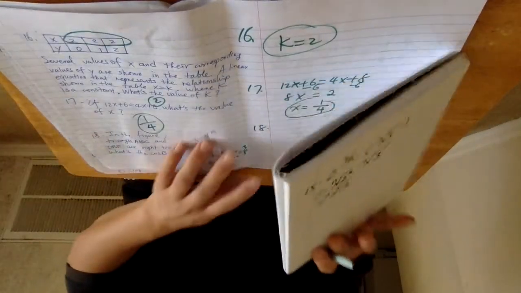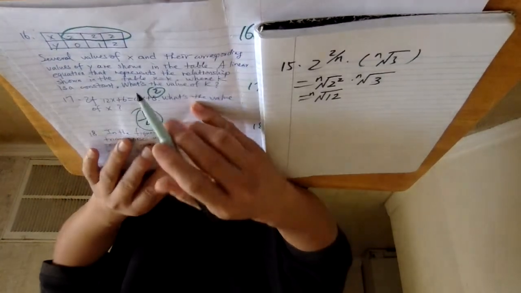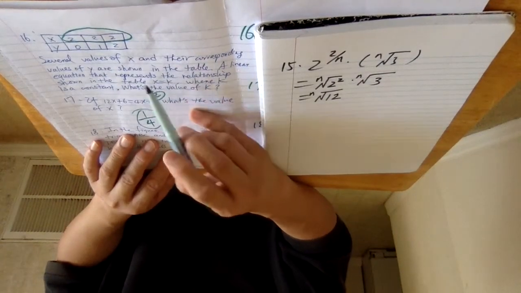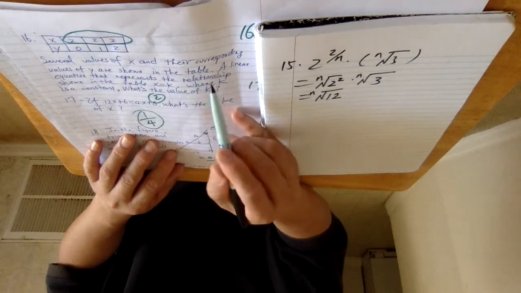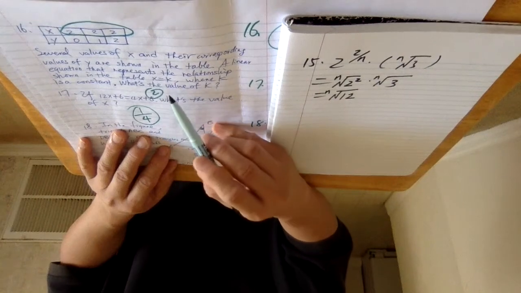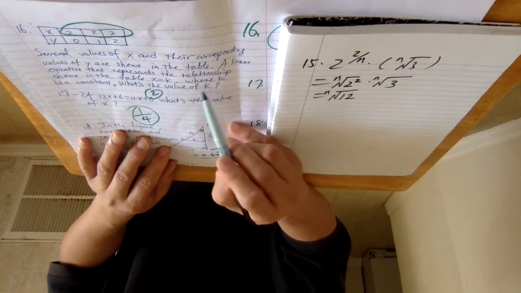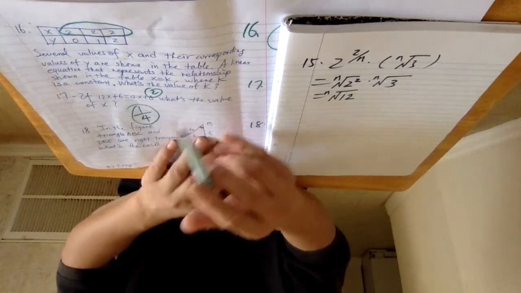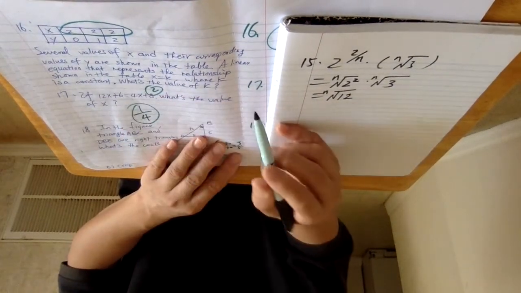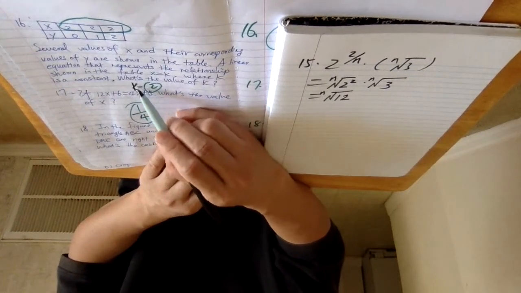Number 16. We have a function x, y. X is always 2. Several values of x and their corresponding values y are shown in the table. A linear equation that represents the relationship shown in the table is x equals k, where k is also a constant. What's the value of k? Look at this function here from the table. X is always 2 and x equals k, so k has to be 2.